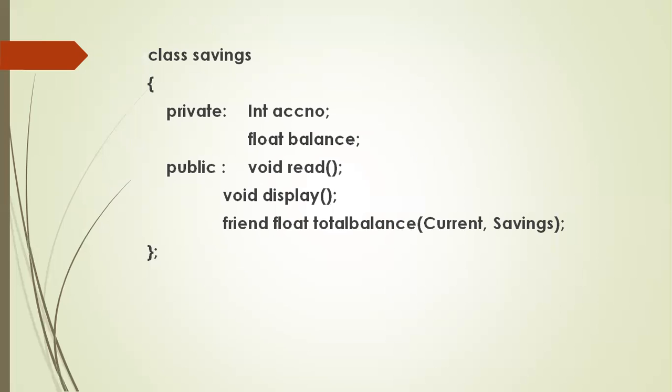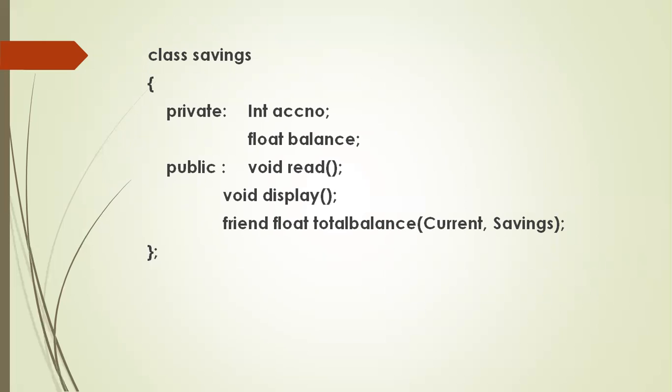Again, the function total balance is a friend function. Since it has to access the total balance of both accounts, the prototype of that friend function should be mentioned both in the current class and also in the savings class. Just similar to your previous program, in the last class we discussed the husband and wife class. So there the friend function name is total. So friend float total balance current comma savings. So the prototype of the friend function is common for both the savings and current class.